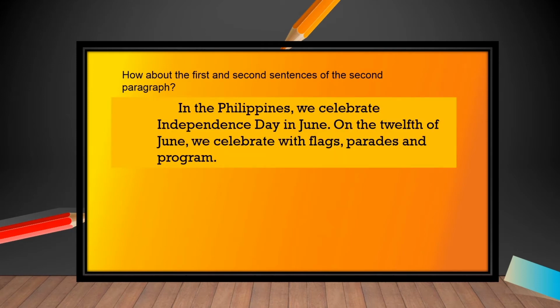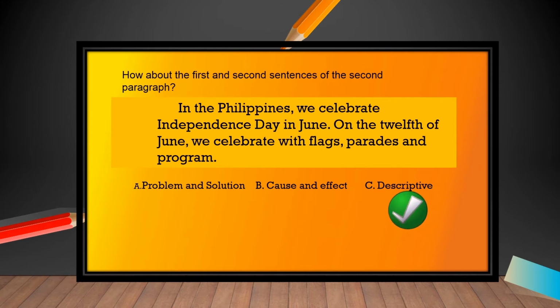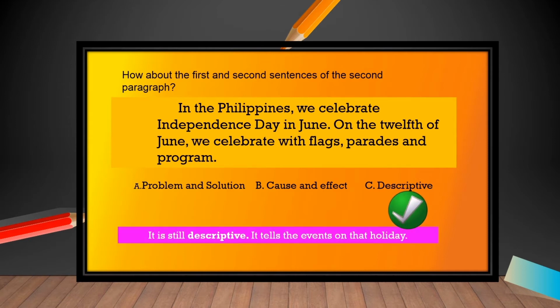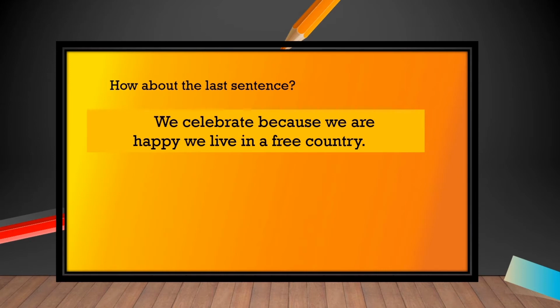How about the first and second sentences of the second paragraph? Here are the first and second sentences of the second paragraph. In the Philippines, we celebrate Independence Day in June. On the 12th of June, we celebrate with flags, parades, and program. The structure used in this part is descriptive. It is still descriptive. It tells the events on that holiday. How about the last sentence? The last sentence says, we celebrate because we are happy that we live in a free country.